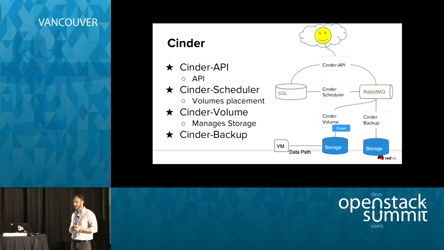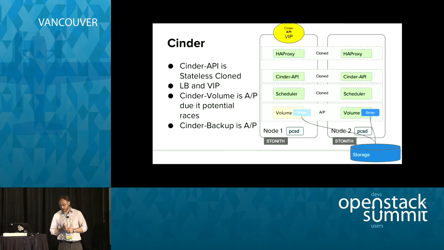It uses the data path to the storage device we're using. Whether it is distributed storage or traditional storage doesn't really matter. It uses the driver to access the storage via the management path to that storage, and then the API passes to Nova the data path. So basically, the VM accesses the storage directly.